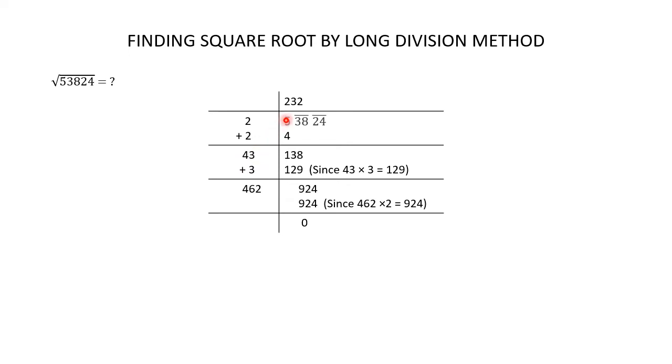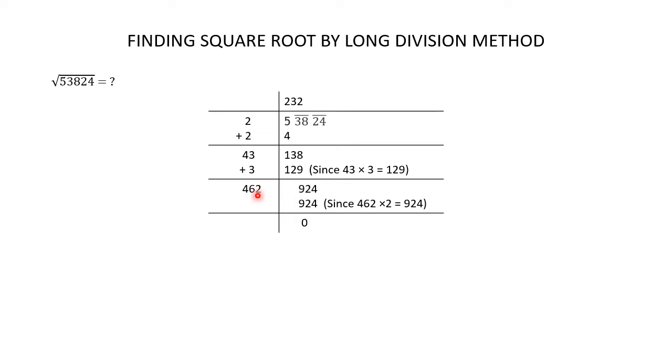So 43 multiplied by 3 is 129. 138 minus 129 is 9. Bring down the next group, that is 24. When you bring down 24, you will get the number 924. Since you have written 3 in the quotient place, now add 3 to the divisor 43. 43 plus 3 is 46.